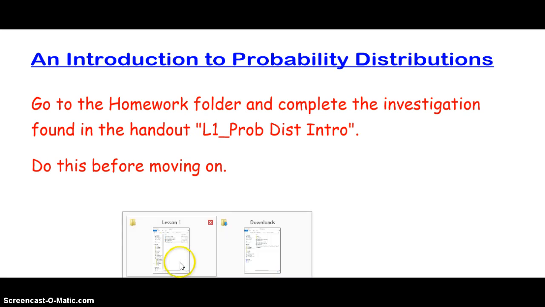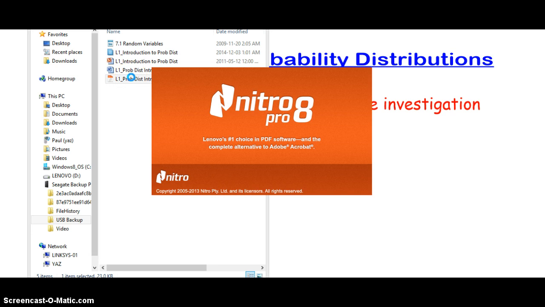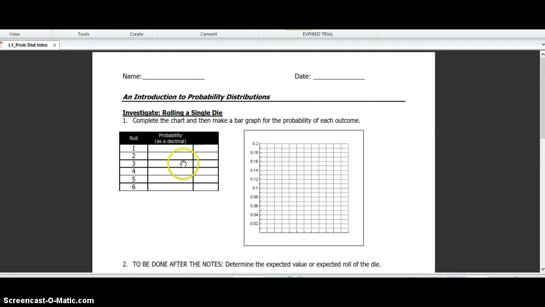Let me pull up the file. So this is what it looks like. So you can see you're going to record the probability of rolling a single die for each of the outcomes 1 through 6. And then try to record it as a decimal. You can record it up to maybe 3 decimal places, or 2 decimal places is probably the best.